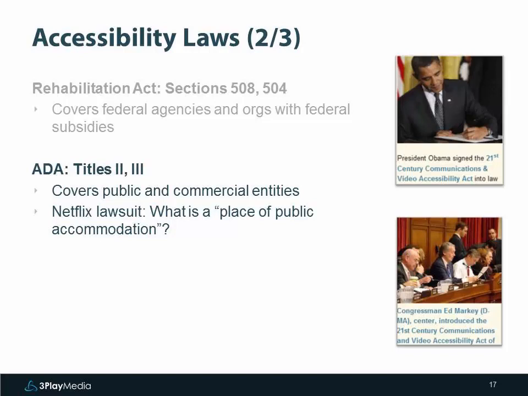But the interesting thing that came out of that case is that if Netflix is considered a place of public accommodation, that sets a very profound precedent. That means there are many other types of organizations out there that would also potentially qualify as places of public accommodation. Certainly, private colleges and universities potentially would be covered by the ADA as well.